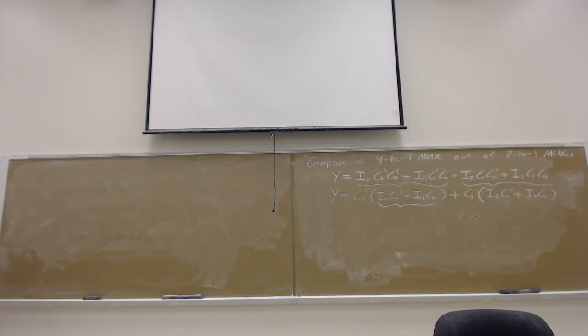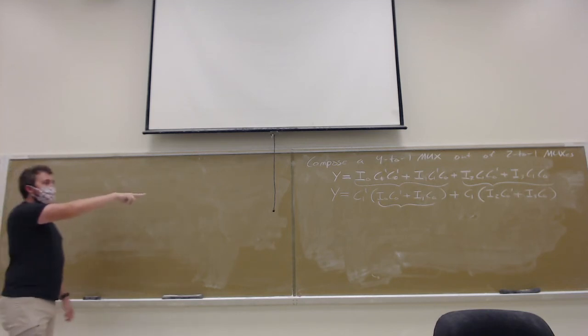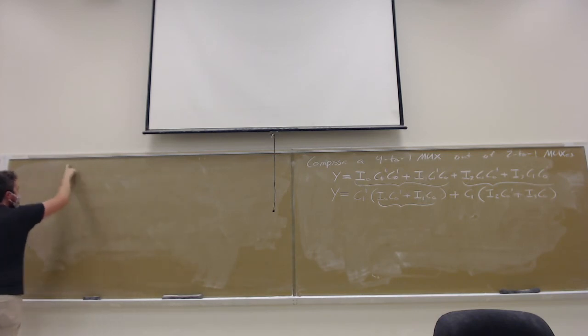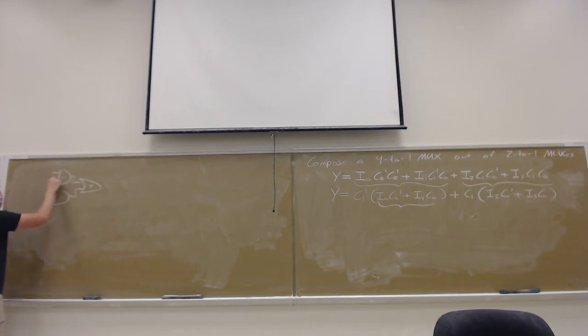Okay, so the first thing we're going to have is this beginning level, right? We're going to have two concurrent 2-to-1 multiplexers, and an OR gate. And this first one we'll take from I0 and C0 prime. Second one we'll take from I1 and C0. That's our first mux.